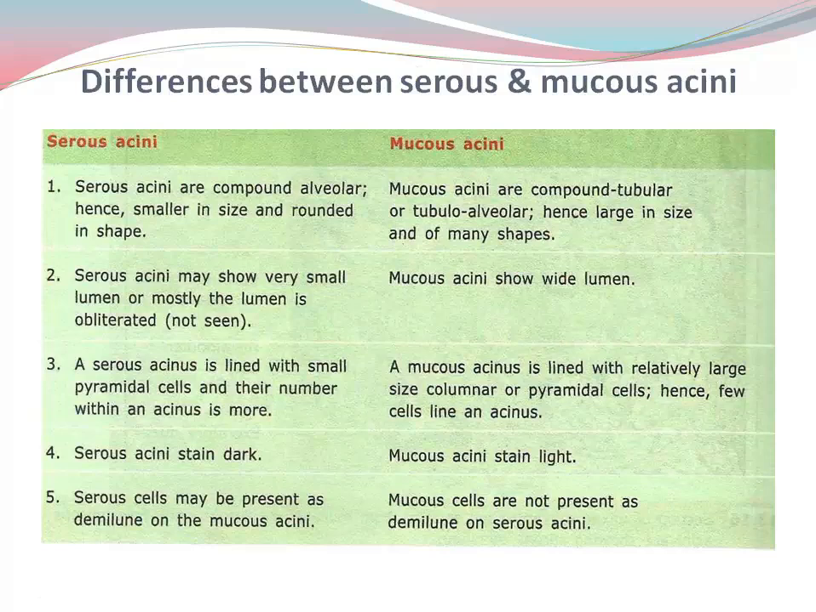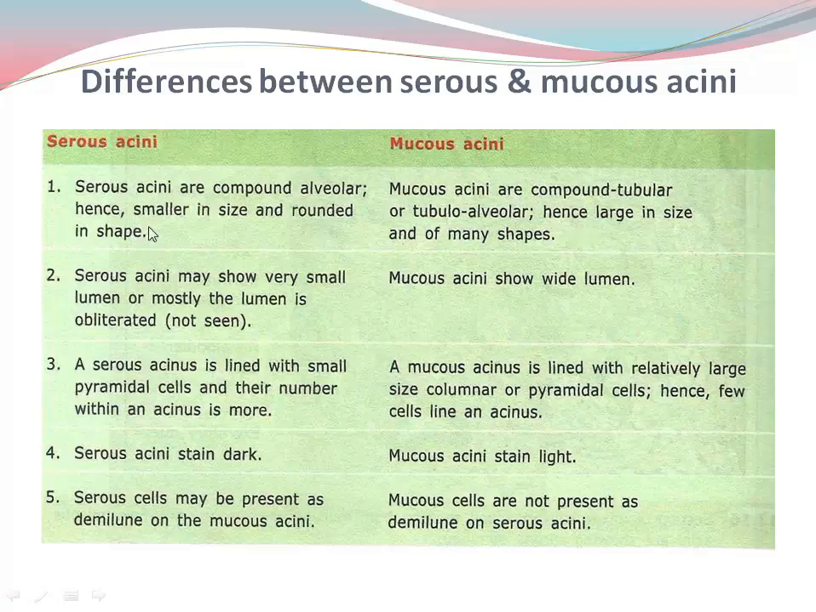Now, if in a university exam they ask about the difference between serous and mucous acini, or if we try to learn these two comparatively, it will be easy for understanding. So serous acini are compound alveolar. Recall from the earlier lecture, compound alveolar. But mucous acini are compound tubular, or sometimes tubulo-alveolar glands.